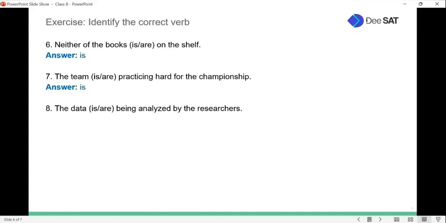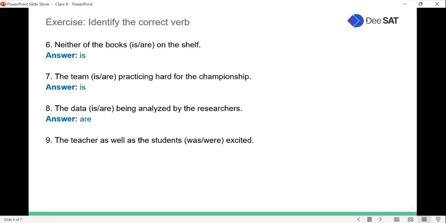The data is or are being analyzed by the researchers. Now, again, this is a tricky one, and I've seen a lot of students go in the wrong direction for this one. The correct answer here, surprise, surprise, is are. The data are being analyzed by the researchers. Why so? Because data is the plural form of datum. So datum is the singular, data is the plural. So yes, the right answer is are.